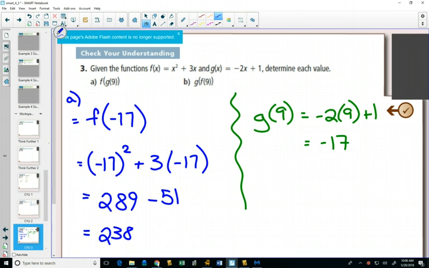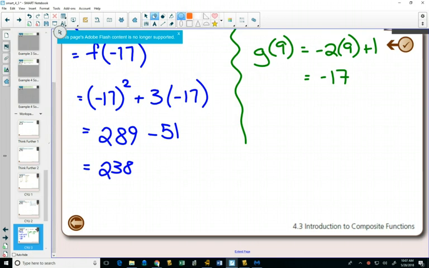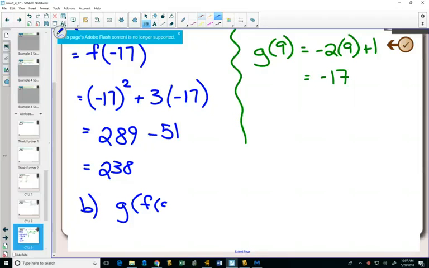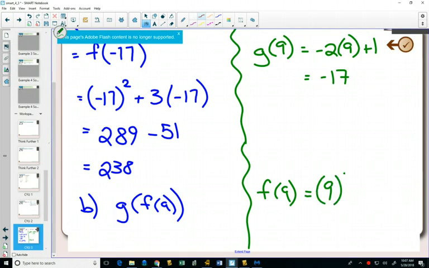Part B, we have g of f of 9. f of x is a little bit more complicated than g of x to figure out, so I'm going to figure out what f of 9 is off to the side. So that'll be 9 squared plus 3 times 9. 9 squared is 81 plus 27. That gives us 108.